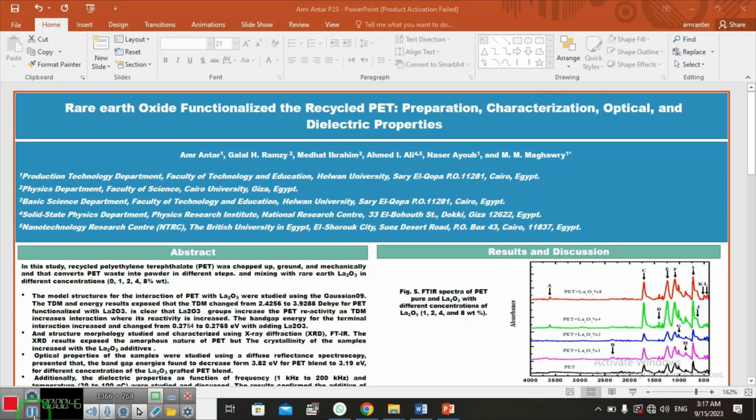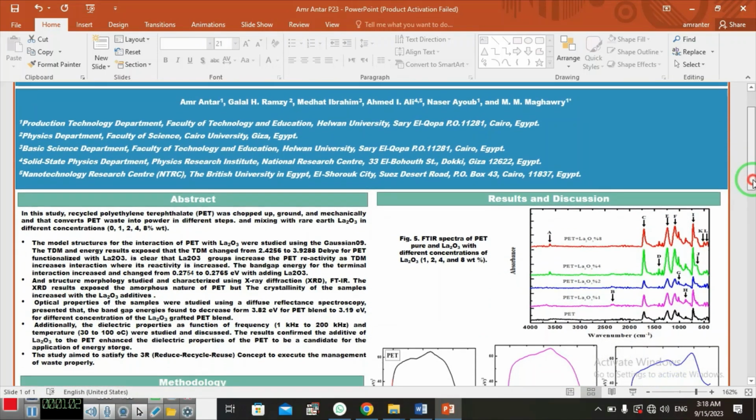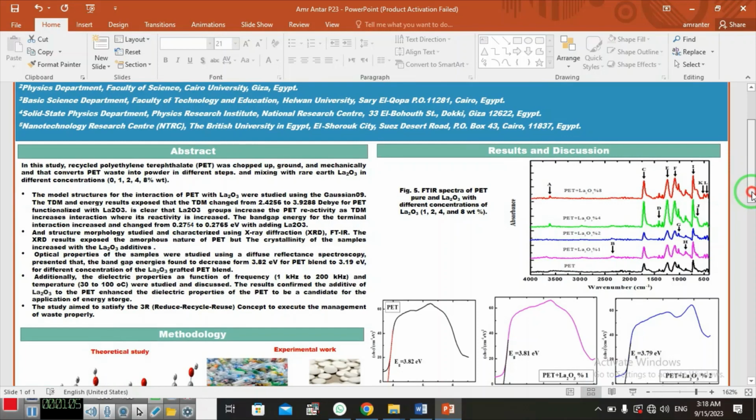The TDM and energy results showed that the TDM changed from 2.4256 to 3.9288 Debye for PET functionalized with La2O3. It is clear that La2O3 groups increase the PET reactivity, as TDM increases and the reactivity is increased. The band gap energy for the terminal interaction increased, and the structure and morphology were studied and characterized using X-ray diffraction, XRD, and FTIR.